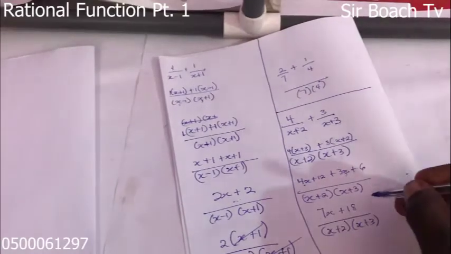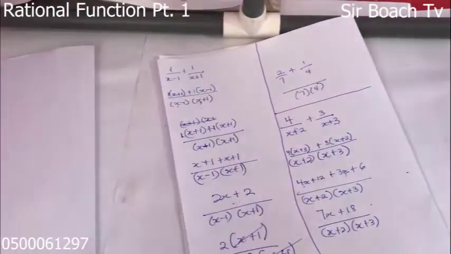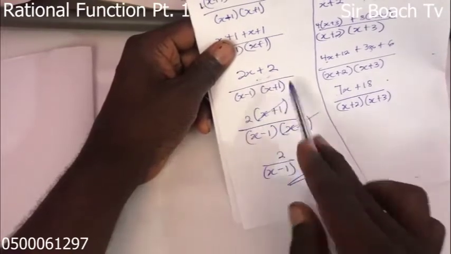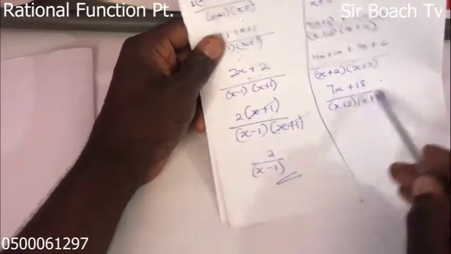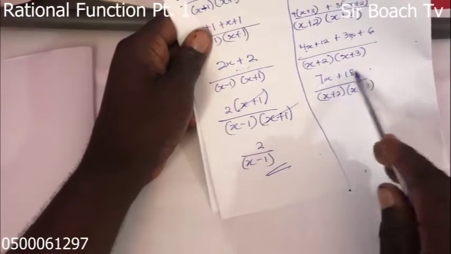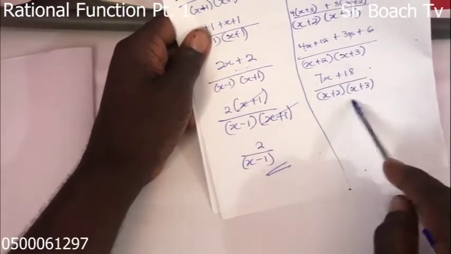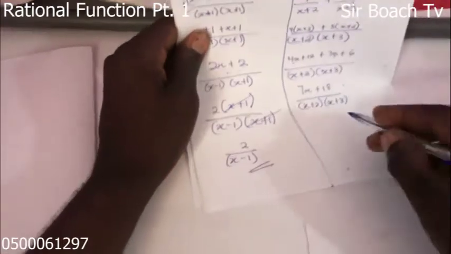With this one, we can't do anything to the numerator to cancel something out. Unlike the first one, where we factorized 2 out, then we canceled this with this and we had this. But this one, there's nothing we can bring out with the 7 and the 18. So we leave it like that with the denominator like that. So that's our final answer.